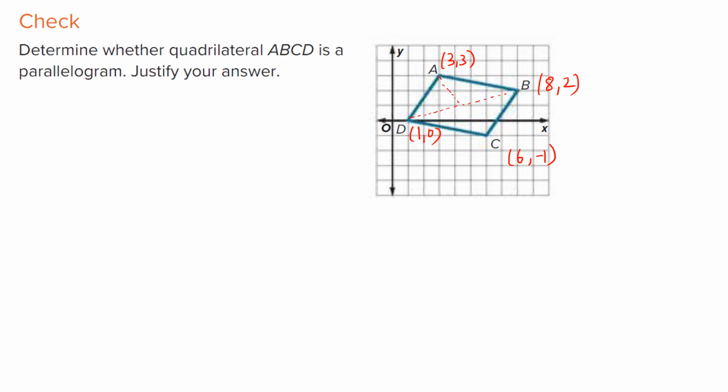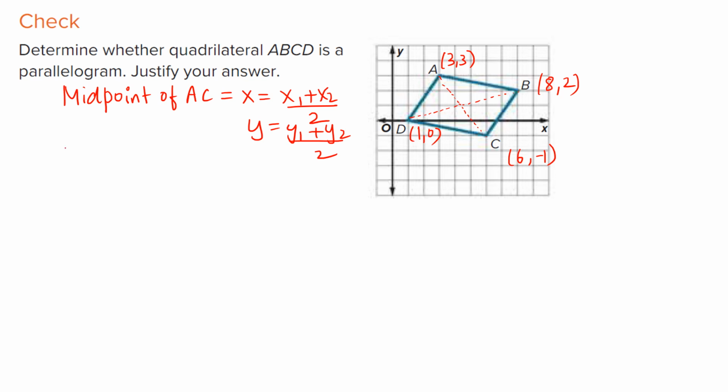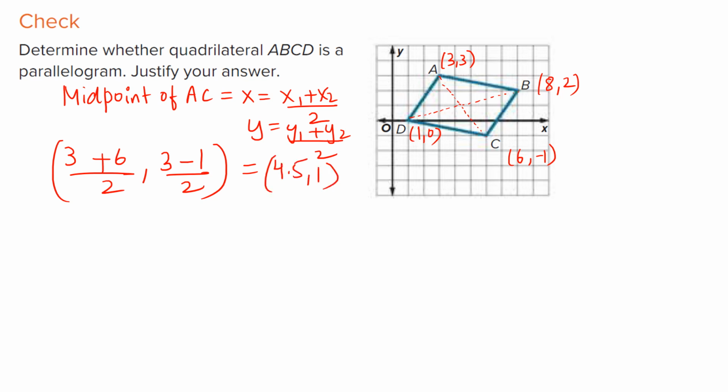I'm drawing the diagonals. So we have to look at the midpoint of AC and the midpoint of BD. So midpoint of AC is x equal to x1 plus x2 by 2, and for y it is y1 plus y2 by 2. So 3 plus 6 by 2 and 3 minus 1 by 2. So the midpoint is 3 plus 6, 9 by 2, which is 4.5, and 2 by 2, which is 1. So this is the midpoint, say M of AC.